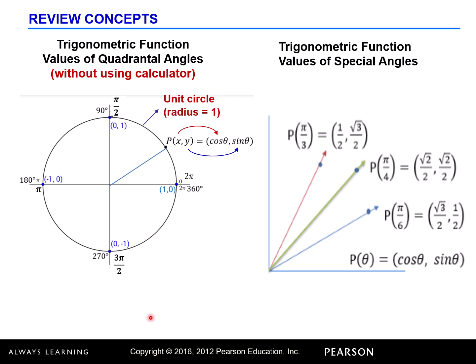So in summary, as I told you, if the sine and cosine is either 0, 1, or negative 1, the angle is quadrantal. If the sine or cosine is either square root of 3 over 2, 1/2, or square root of 2 over 2, the angle is an acute angle, and that acute angle is the reference angle.